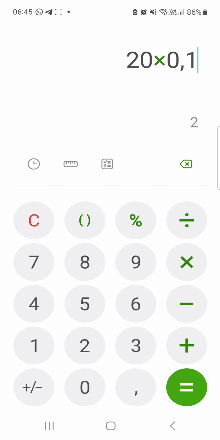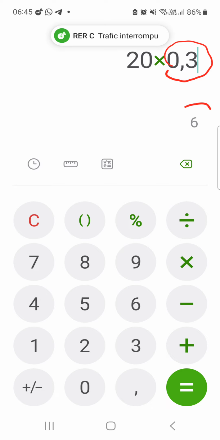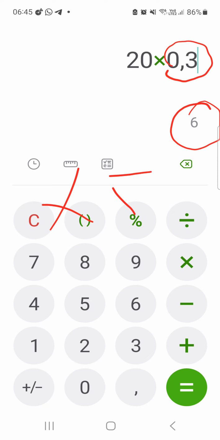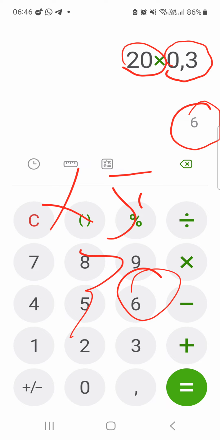So 5 times how much will you get? 30. 5 times 6 is 30. So if you put 0.1, it will give you 2. Then you have to put 0.3 if you want to get the $6 as the buying of the margin call. So it means your multiple ratio must be 0.3. I hope you got it. So 20 times 0.3, it will give you $6. Then 6 times 5, it will give you 30. 30 plus the first buy amount 20, you will get the 50.